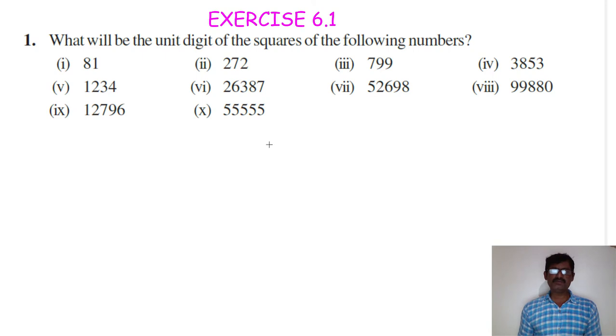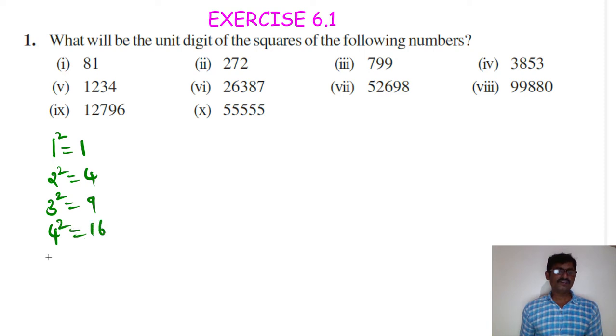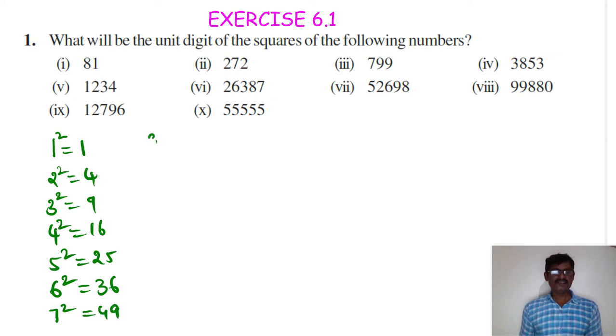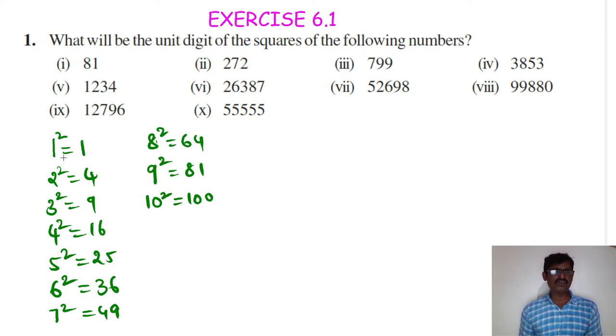So here we are given so many numbers. Before going to answer these questions, let us first look at the squares of the first 10 natural numbers. 1 square is equal to 1, 2 square equal to 4, 3 square equal to 9, 4 square equal to 16, 5 square equal to 25, 6 square equal to 36, 7 square equal to 49, 8 square equal to 64, 9 square equal to 81, and 10 square equal to 100.